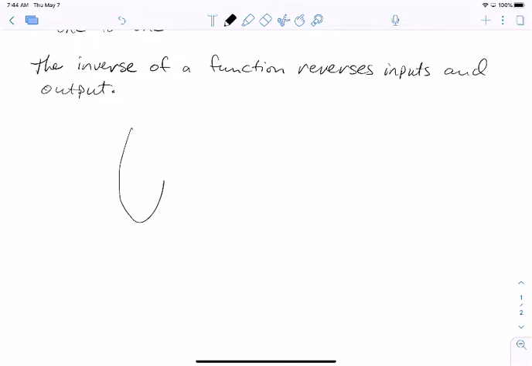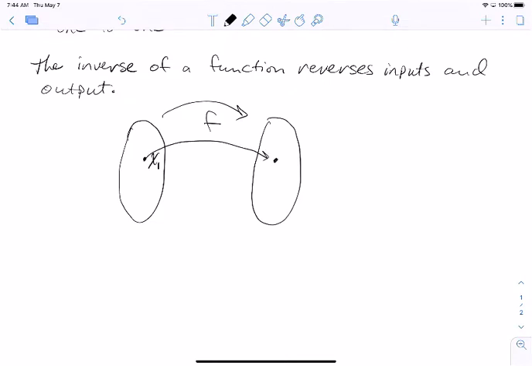The reason for that is that the inverse of a function reverses inputs and outputs. So suppose we have a function f that maps a domain into a range. Then we have, say, one input value of x1, and it would map to an output value f of x1, which we can call y1. The inverse reverses the process. And so we can say that the inverse maps y1 to f inverse of y1, and that's what x1 is.